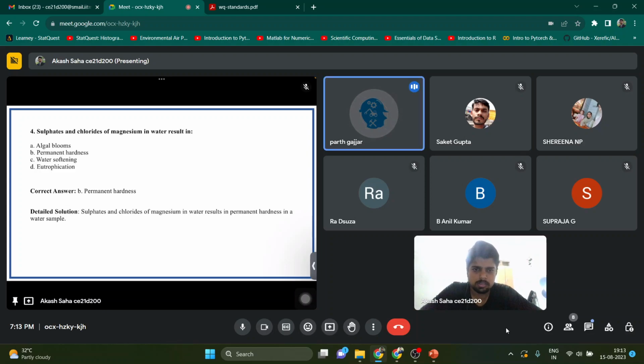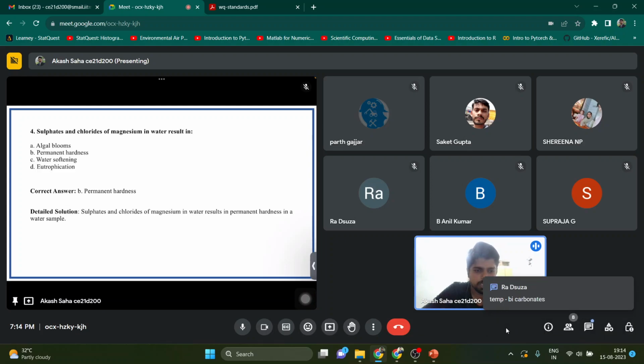Temporary hardness, where calcium and magnesium are also there. Okay, but how do we know it's temporary hardness? The cation can be calcium or magnesium. It can be true for permanent hardness also, and for temporary hardness also. But how will we come to know whether it's a temporary hardness or a permanent hardness?